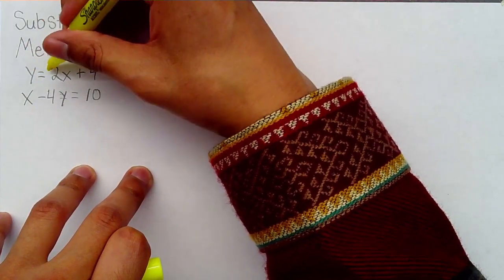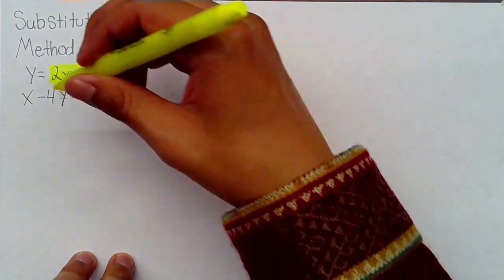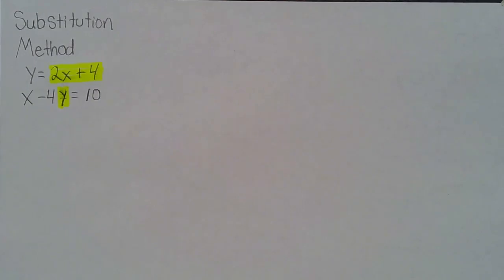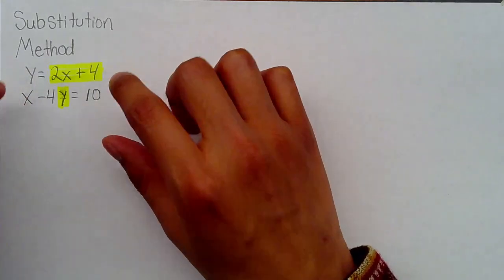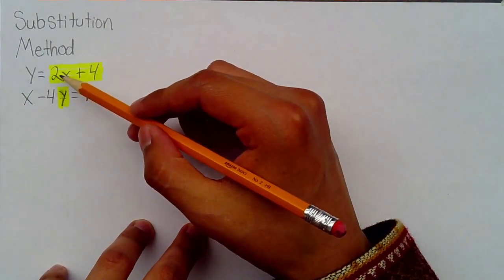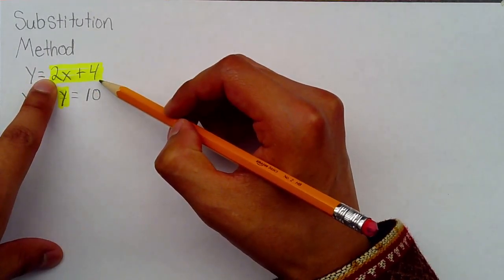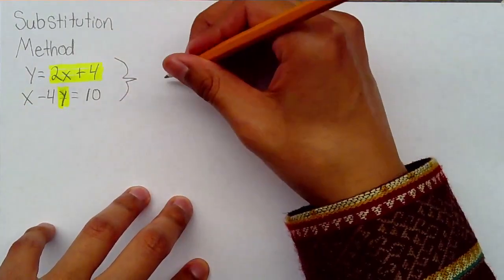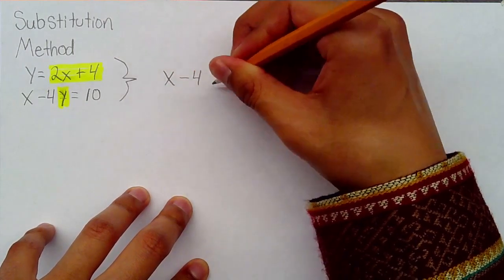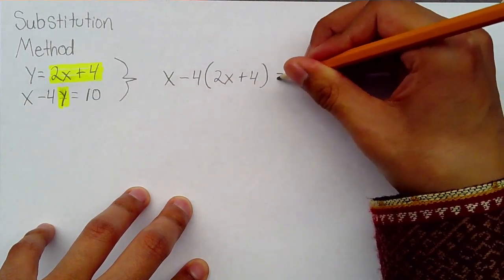y is equal to all of this stuff. So in the substitution method, we're going to substitute for the y in the bottom equation, or the top equation if I wrote this the other way around with the standard form on top. I'm going to replace this y down here with the entirety of the top equation. And what I do when I do that is combine them: x minus 4, do not forget your parentheses, times 2x plus 4, equals 10.